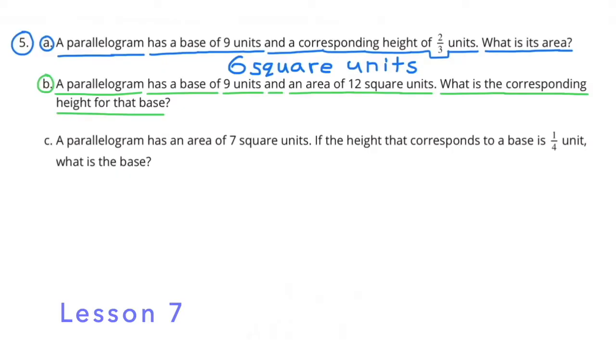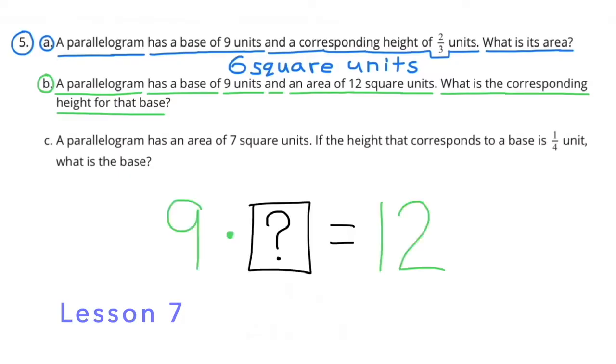What is the corresponding height for that base? We know that base times height equals area, but they haven't given us the height. So we have base times unknown equals the area, or 9 times the unknown number equals 12. To figure out what number we multiply times 9 to get 12 is the same thing as how many times does 9 fit into 12, or how many times does 9 go into 12.